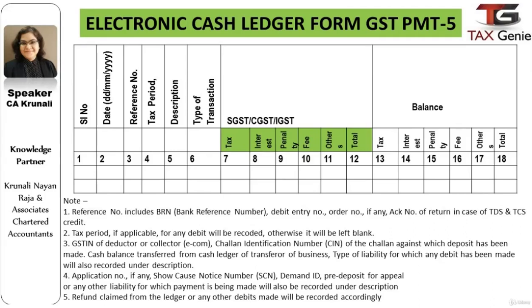Cash balance transferred from cash ledger of transferor of business, type of liability for which any debit has been made will also be recorded under the description. Application number, if any, show cause notice number, demand ID, pre-deposit for appeal or any other liability for which payment is being made will also be recorded under the description. And finally, refund claim from the ledger or any other debits made will be recorded in this ledger.